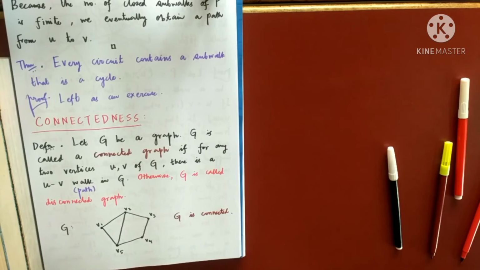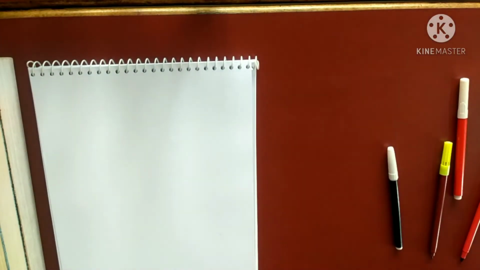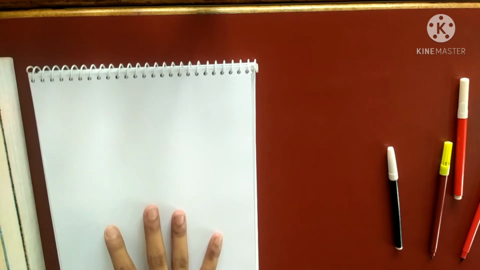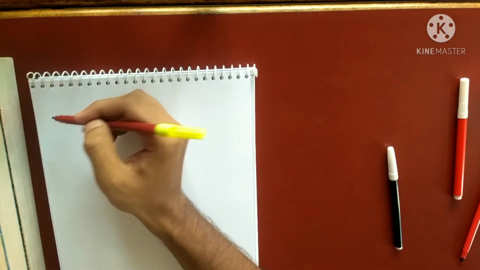Okay, so this graph G is a connected graph because you can find a path from one vertex to any other vertex in G. But the next thing that we will learn is an example of a disconnected graph. So consider this graph.